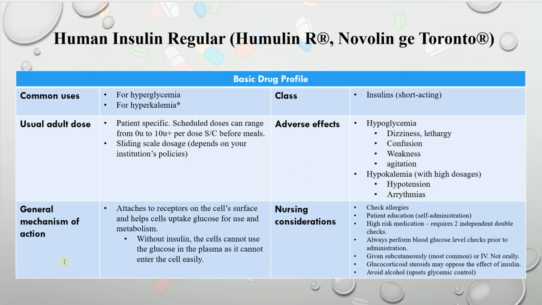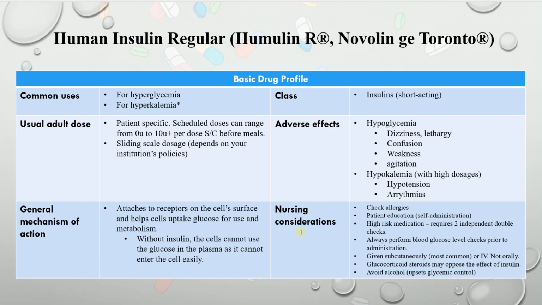General mechanism of action, it attaches to the receptors on the cell surface, and it helps the cells uptake glucose for use and metabolism. Now, without insulin, the cells cannot use the glucose in the plasma, and that's how you sometimes see that patients have a very high blood glucose in the plasma, but their cells are starving, and that's a very common thing you see in DKA, diabetic ketoacidosis.